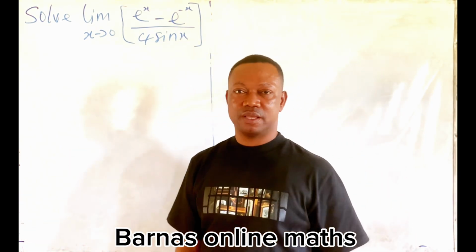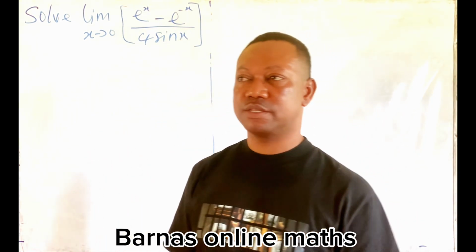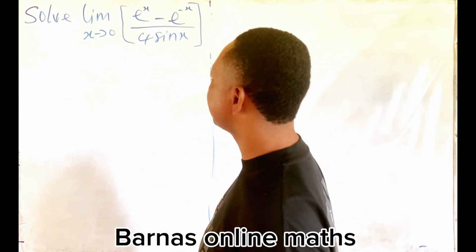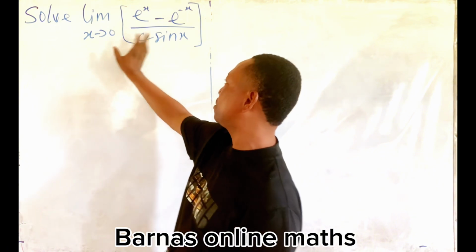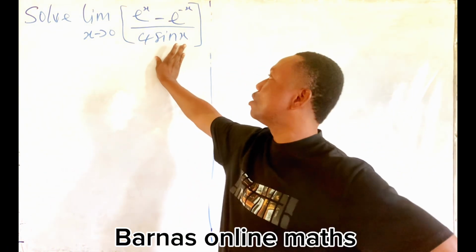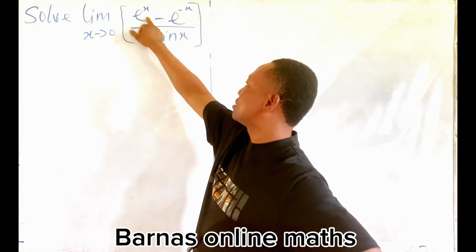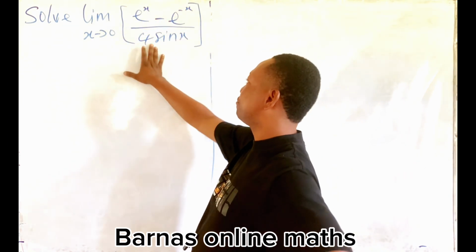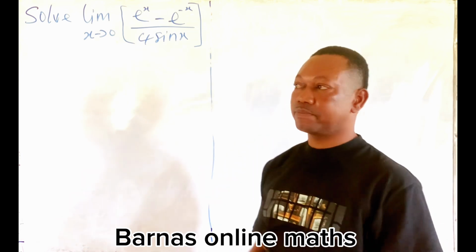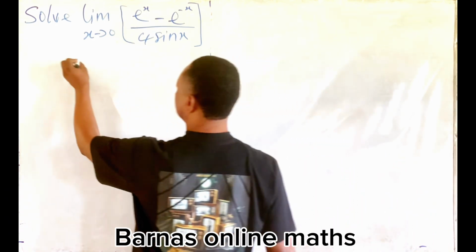We have one of the problems on limits on the board. Look at this. We're asked to solve the limit as x approaches 0 of this function, which is e to power x minus e to power minus x, all upon 4 sine x. Solution.